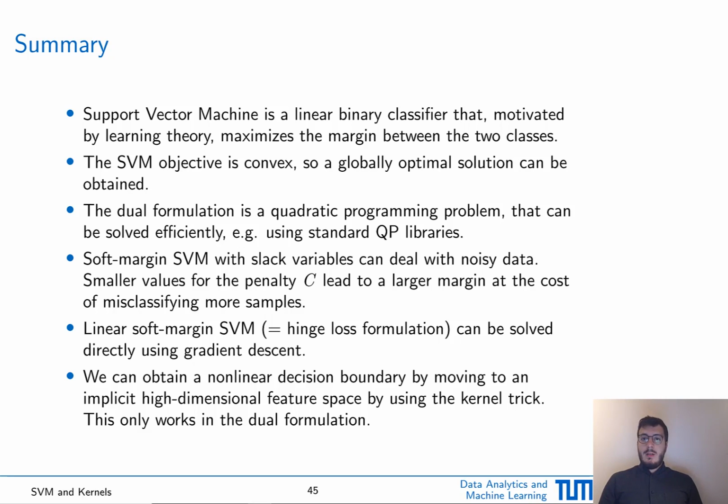In the video on kernels, we discussed that we can move beyond linear decision boundaries and obtain non-linear decision boundaries by using the so-called kernel trick, which is equivalent to performing a dot product in some potentially infinite dimensional feature space. And this kernel trick only works in the dual formulation because the dot product x_i transpose x_j is exactly what shows up only in the dual.